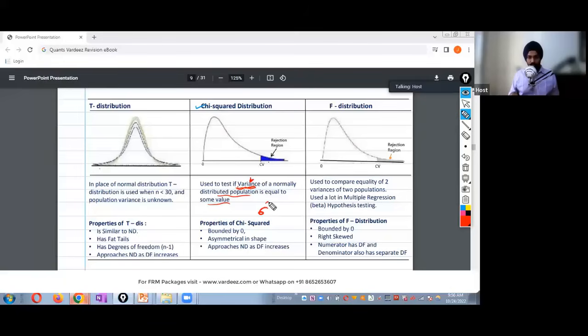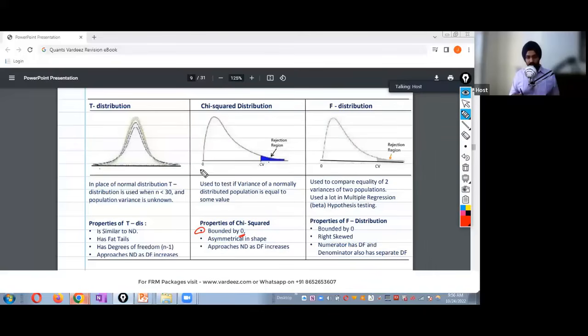So the variance of a population, maybe you're saying that it's equal to 20. You have population data and you're saying the variance of that data is going to be 20. That's your assumption, that's your hypothesis. So then you use the chi-squared distribution for that. But more important, what are the properties of chi-squared?